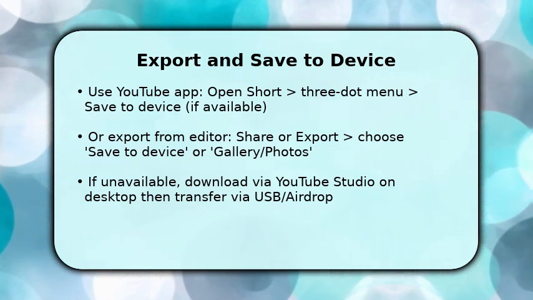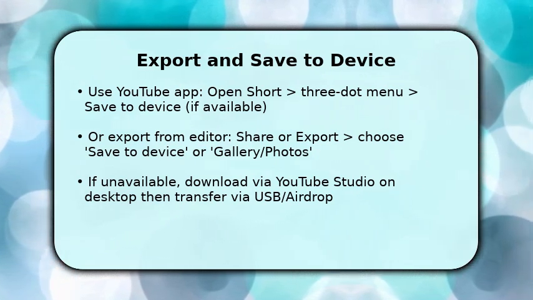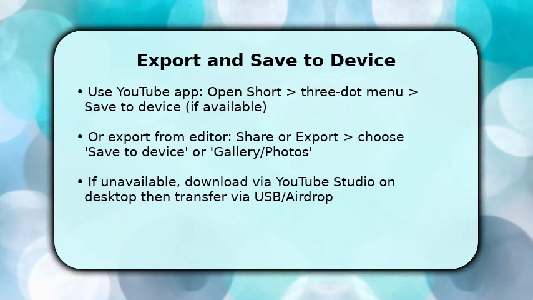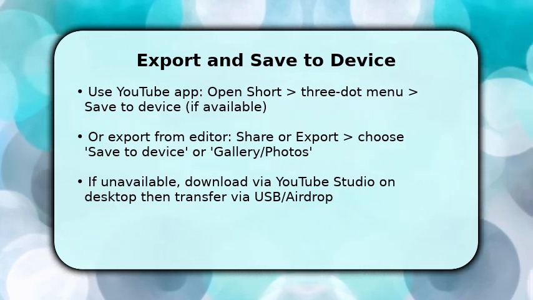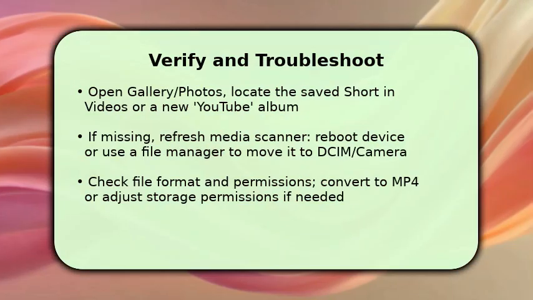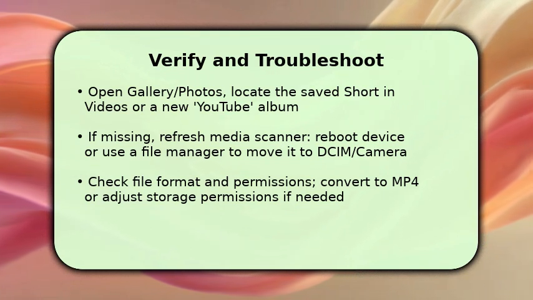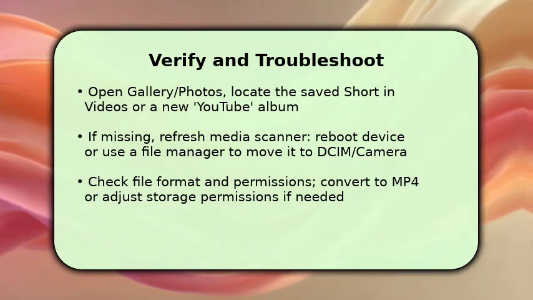If the app lacks the option, download the MP4 from Studio to your computer and transfer via USB, AirDrop, or cloud so the gallery sees it as a normal camera video. Finish by verifying the short appears in your gallery and plays correctly. You should find it in Videos or a new YouTube album. Play to confirm audio and orientation.